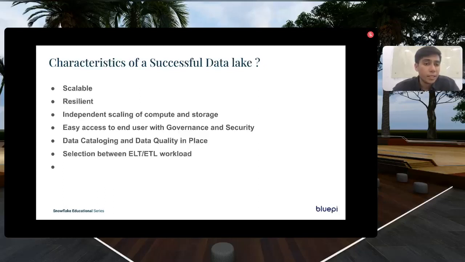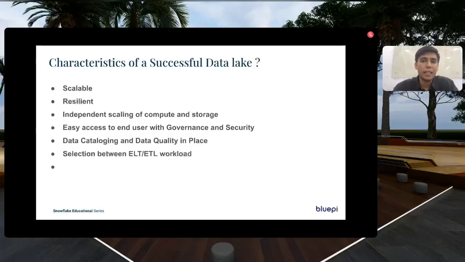Next point is selection between ELT and ETL workload. So ETL and ELT are very common terms, but when you are preparing your data lake architecture, you have to choose one of them, or you can choose both of them as well. But I would just like to mention when you should use what. So ELT stands for extract, load, and transform, and ETL stands for extract, transform, and load.